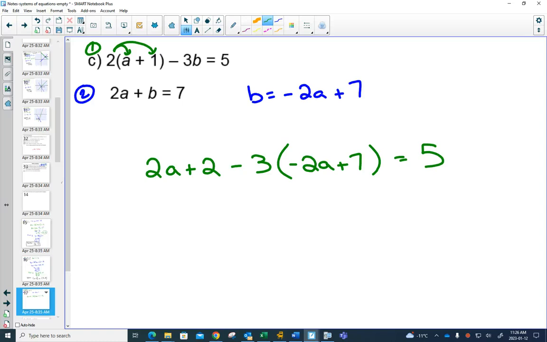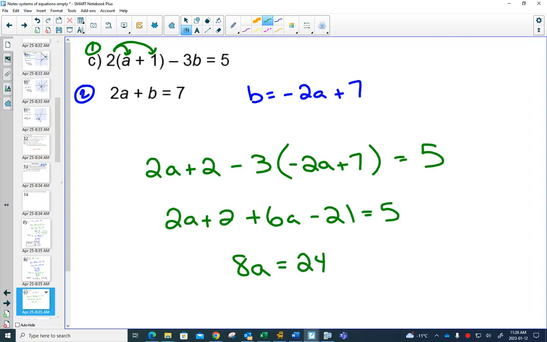Now let's check. Now that we have our algebra here, what can we do? This is going to be 2A plus 2 distribute. I'm going to get plus 6A minus 21 equals 5. Do we have like terms? Yes, this will be 8A. This is minus 19, moved to the other side will be 24. Divide by 8. And I got a is equal to 3, which matches up with my guess and check.